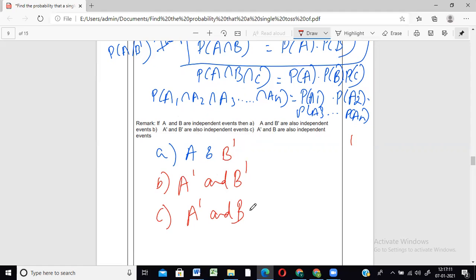in solving word problems, as I said. Only when you have A and B as independent events, all these things will follow. Any other events also for that matter. If C and D are independent, C and C complement will be independent. C complement and C will be independent. C complement and D complement will also be independent. So you have to remember this.